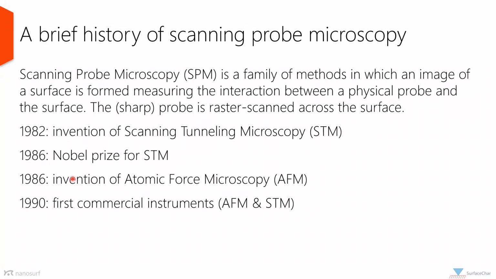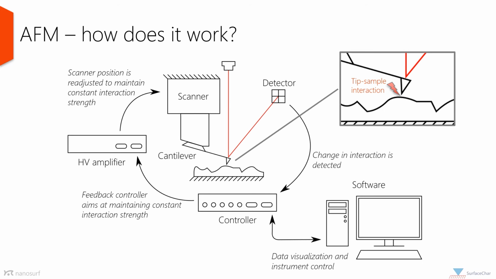In 1986, the same year as the Nobel Prize was awarded for the STM, the atomic force microscope was invented. And only 4 years later, first commercial instruments of both AFM and STM were available. To understand how AFM works, let's have a look at the different components of an AFM.